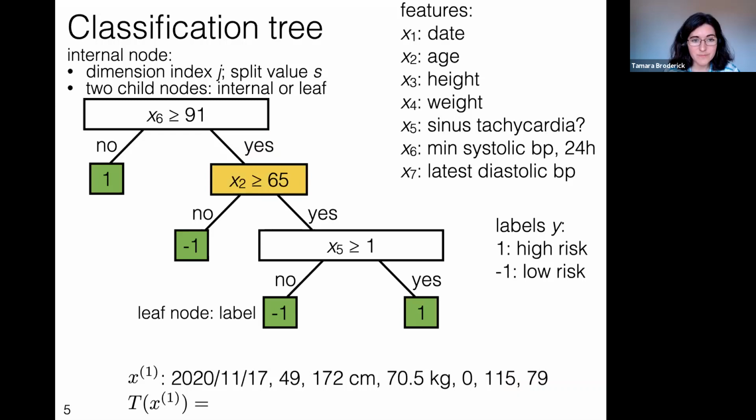Now we go to the next decision. Is x2 greater than or equal to 65? Is the person older than 65? We check this person's age, it's 49. They're not older than 65, so we go to no, and now we're at a leaf. As soon as we get to a leaf, that is our prediction. In this case, it's -1. We say this person is low risk.